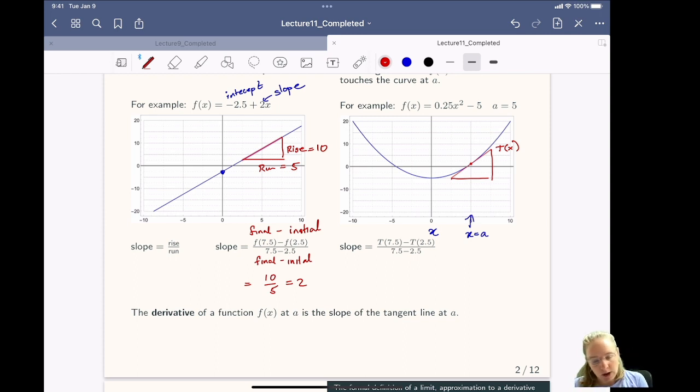All right, so this slope of this tangent line is by definition the derivative of the quadratic at the point x equals a. So the derivative of f of x at a is the slope of the tangent line. It is the slope of the curve at that point a.